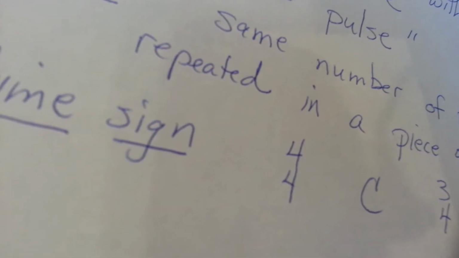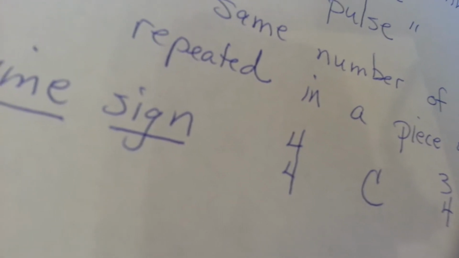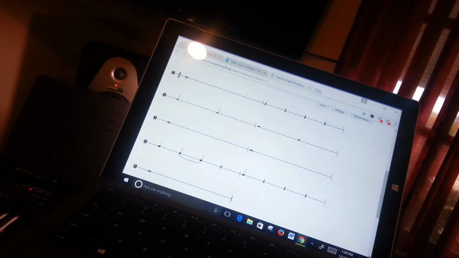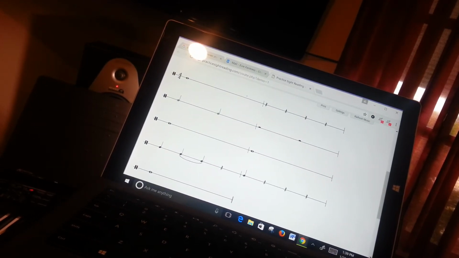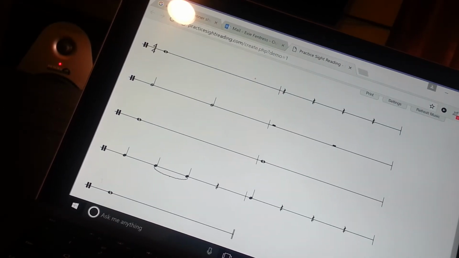So we're going to take a look at some of these, and I'm going to show you a couple of places to go to on the internet to practice. So I have my computer set up with a musical score. This is actually a place that you can go online to practice. We're going to try to look at it together.